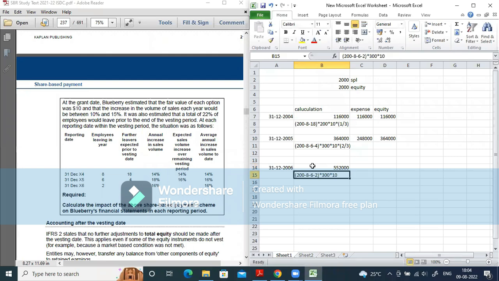So we got 5,52,000. In that, already 3,64,000 is recognized in the previous year. So the expense part would be 5,52 minus 3,64. Then the equity will be 5,52.